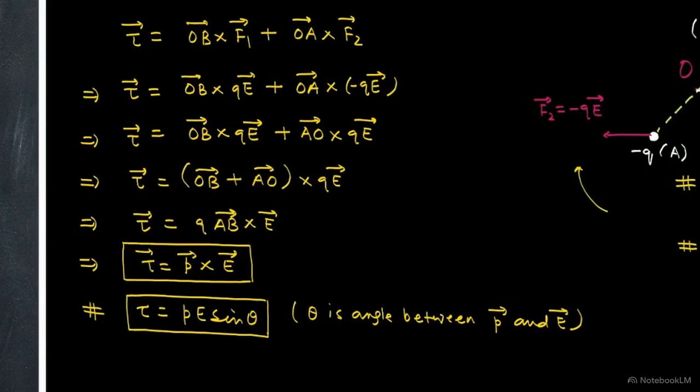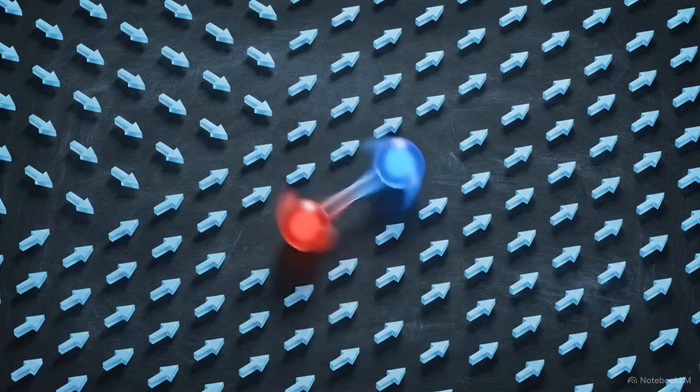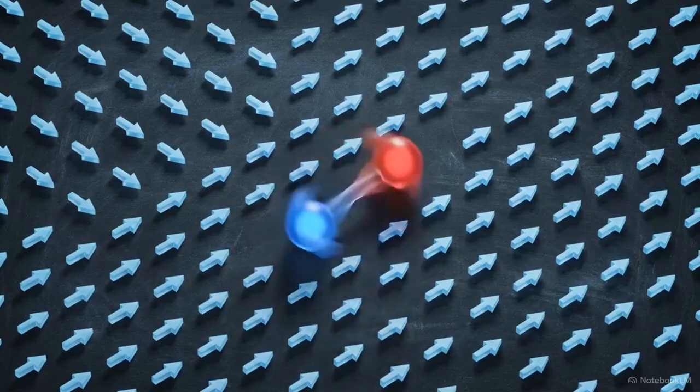Substituting this result back into the derivation gives us a simplified expression. Torque equals Q times the displacement vector AB cross the electric field E. We define a new vector quantity, P, as the product of charge magnitude and displacement vector AB. This property is the electric dipole moment. The final derivation provides the vector relationship, P cross E, and the scalar magnitude PE sine theta. The torque on any dipole is determined by the cross product of its inherent moment and the external field strength.